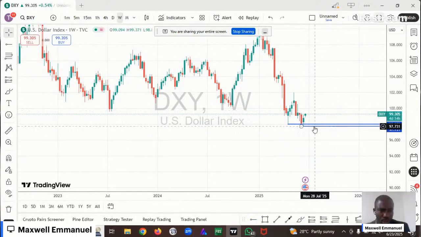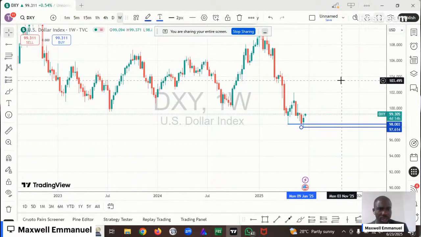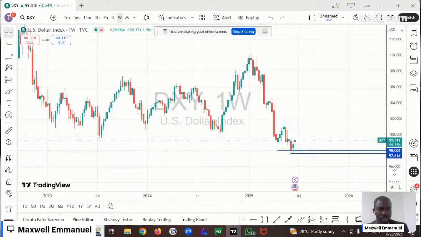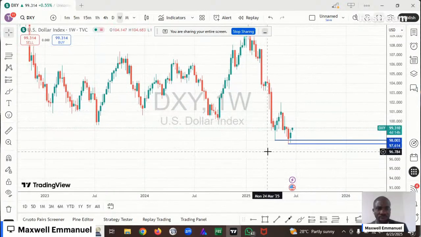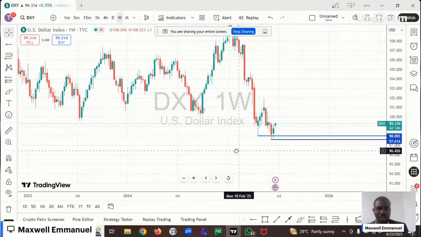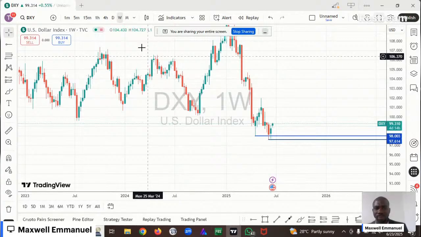You can see they tried sweeping the liquidity residing at the previous week low. Well, I'm not sure they were able to achieve that. You can see the low of the previous week. Last week candle didn't test that level. It didn't clear the liquidity residing at that low. And at the moment, since the market opened, you can see that dollar index has been bullish. Let's go down to daily.